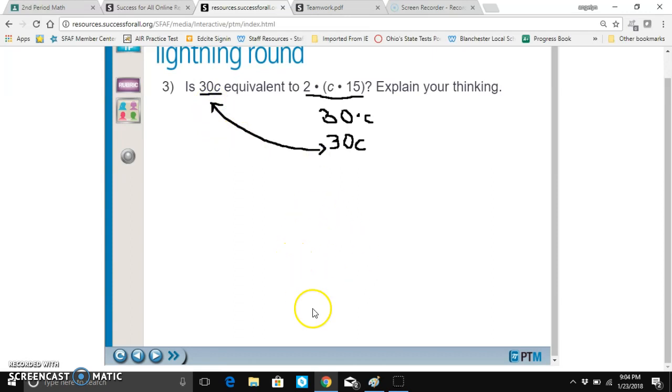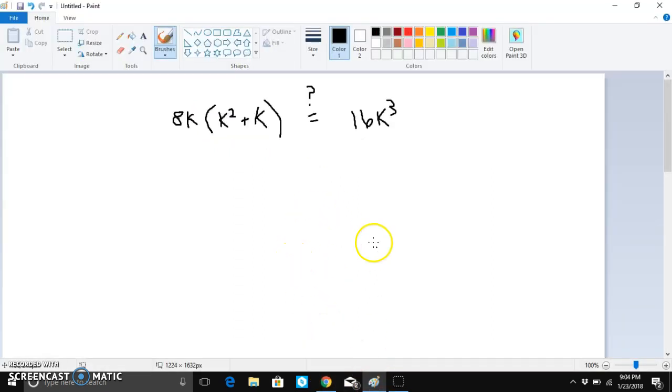Okay, that was example 1. Example 2, we have 8k times k squared plus k, and we want to find out if that is equal to 16 times k cubed. Okay, so if we start over here, 16k cubed, it cannot be simplified anymore. It is already simplified. This over here, if you remember the distributive property says you're allowed to distribute the 8k to both terms in this addition problem. So let's start off by doing that first.